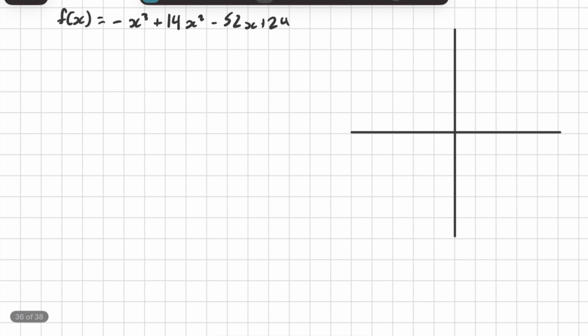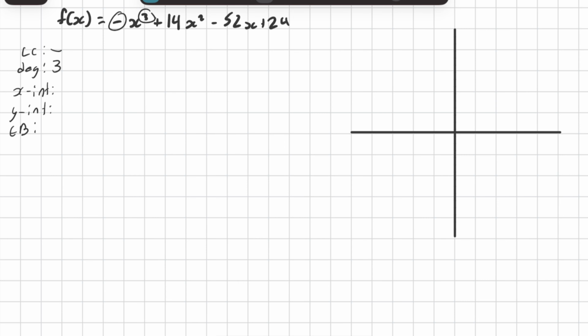Next question. Let's go ahead and write the same thing out. So you want to put your leading coefficient, your degree, x-intercepts, y-intercepts, and your end behavior. So leading coefficient is negative. Degree is 3, so it's odd.